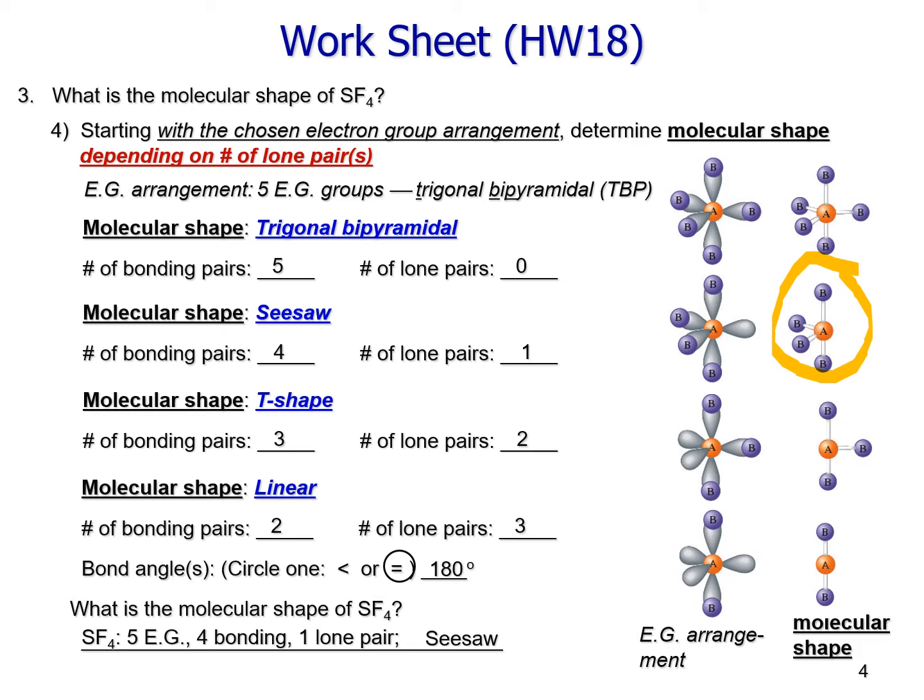All right. So from this problem we used as an example, one of the most important things I like to point out is we determine the electron group arrangement first.